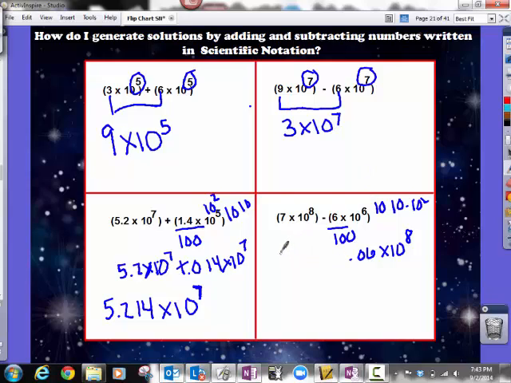Now, I'm going to come back over here. 7 times 10 to the 8th minus 0.06 times 10 to the 8th. So again, all I'm going to do is subtract, say 7 minus 0.06. And I'm just going to subtract these two, and that's going to give me 6.94 times 10 to the 8th power, because I was able to raise up the 6 to the 8 by dividing this factor here by 100.